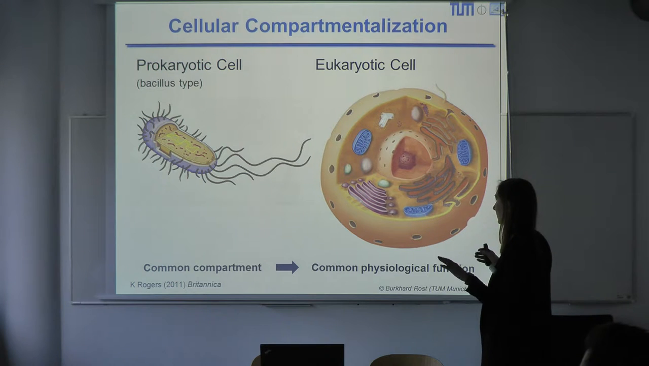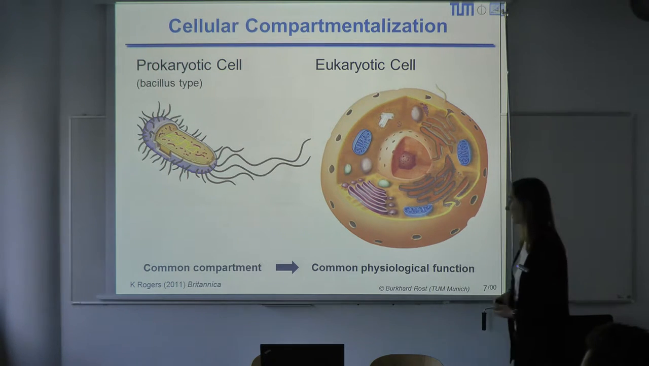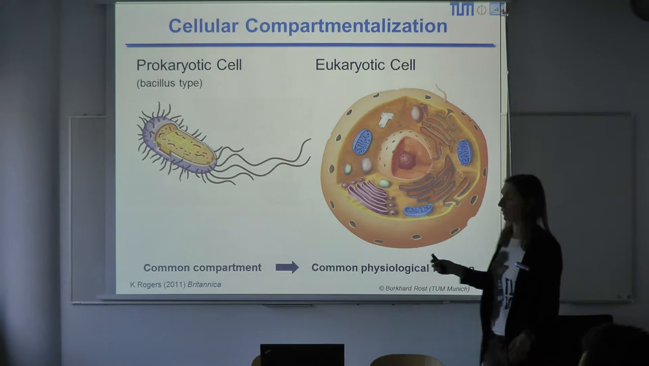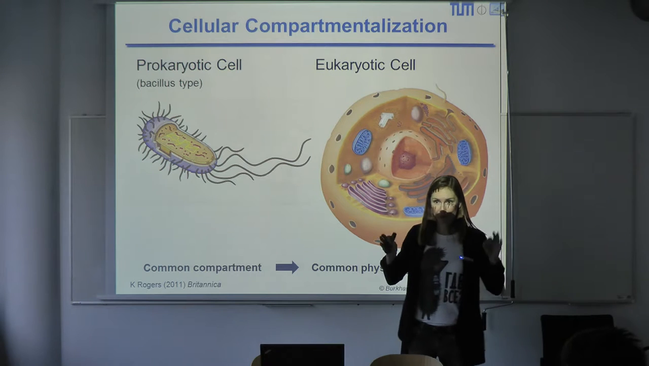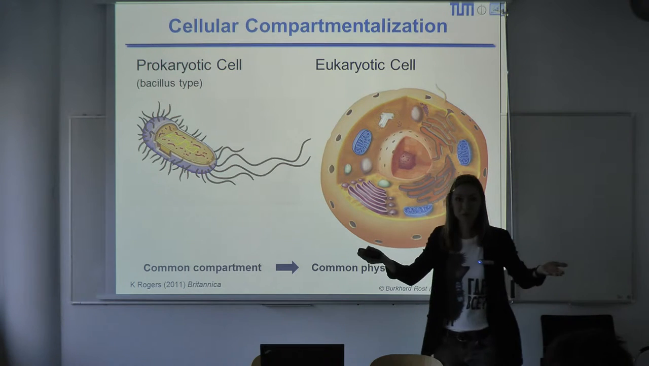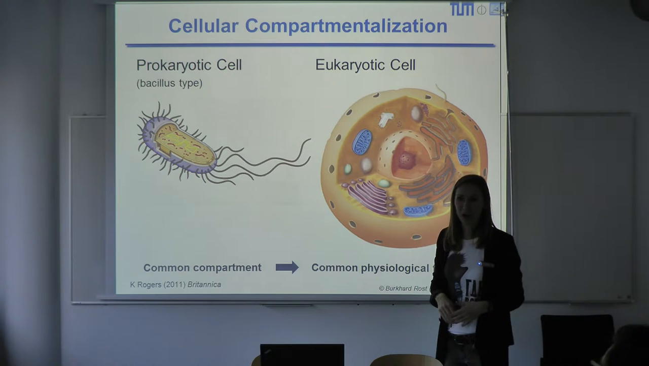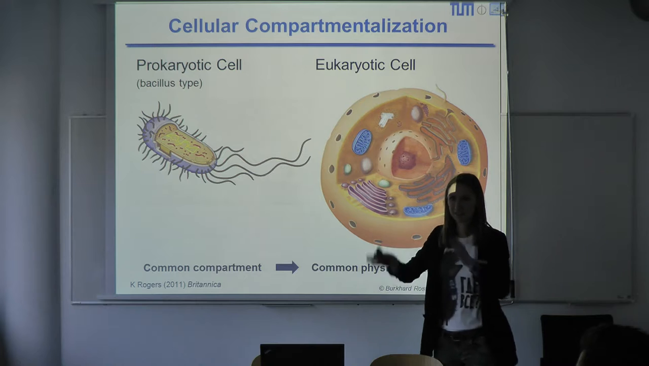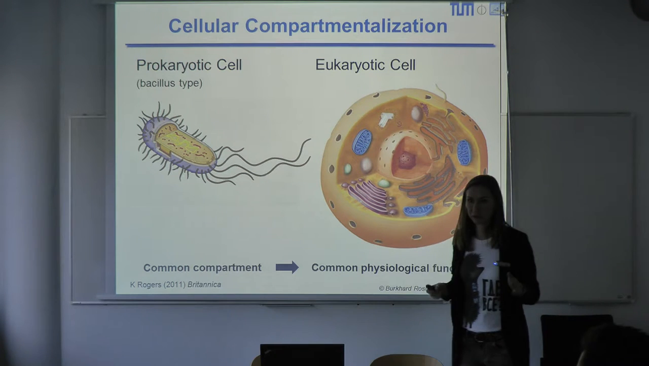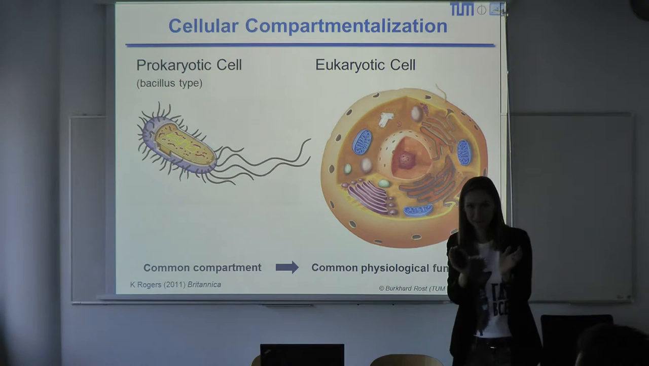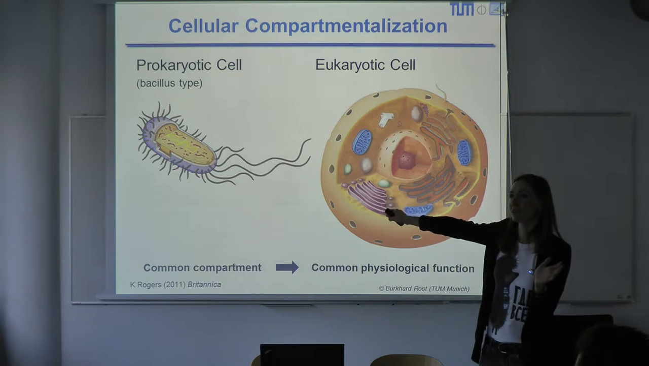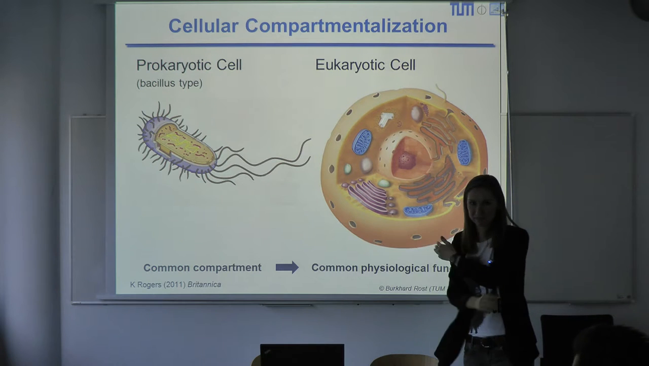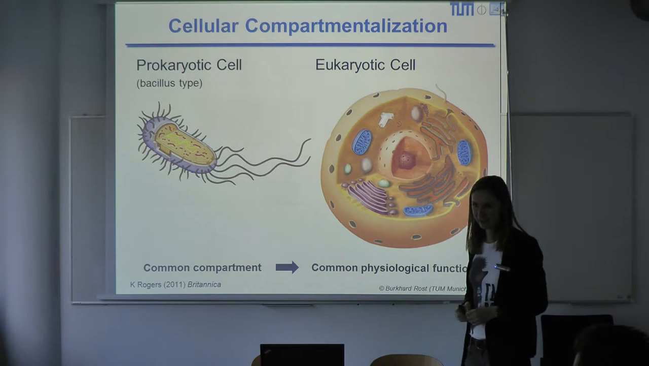And the motivation for predicting localization is that if proteins are functioning in the same compartment, like in the nucleus, then we can assume that they probably have a very similar function, right? So localization defines function. If we know that the protein is localized in the nucleus, then we can be sure that its function is not something like energy generation. Make sense? And vice versa. So localization is an aspect of function.